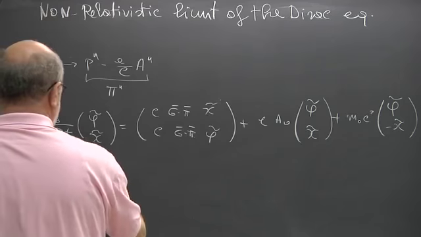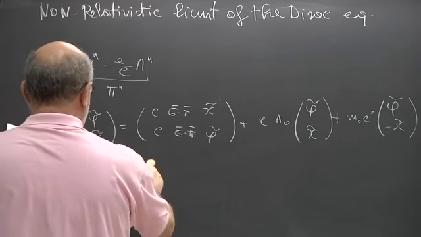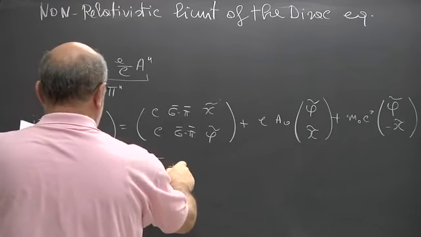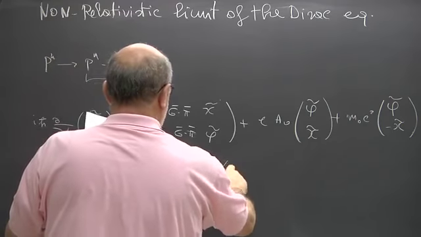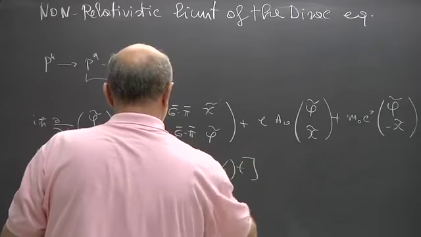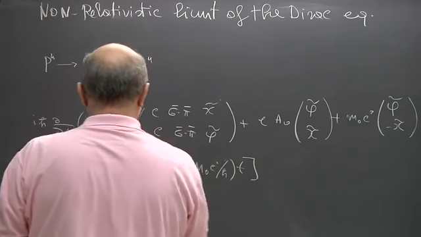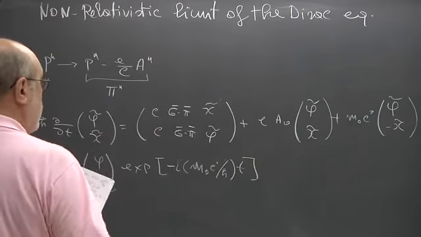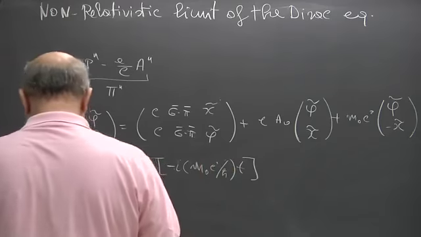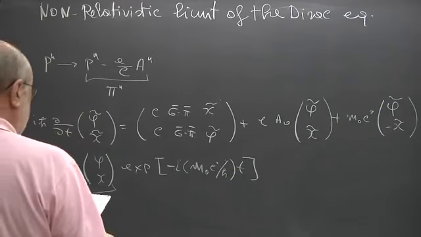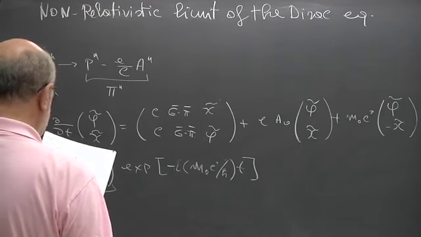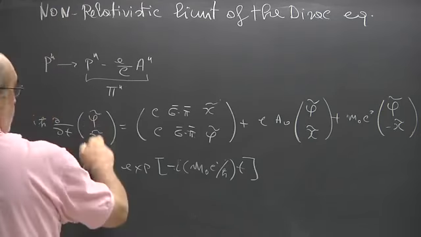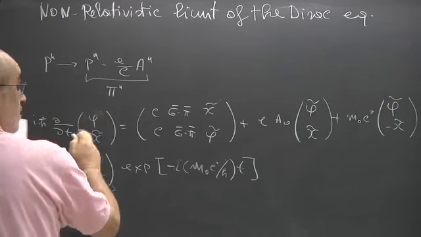We decided to write yesterday in this manner: exponential minus i m0 c square over h t, so that somehow this carries the kinetic energy, and the mass part we have already factored out. Then using the phi and chi instead of the phi tilde, chi tilde, this equation becomes, yes?